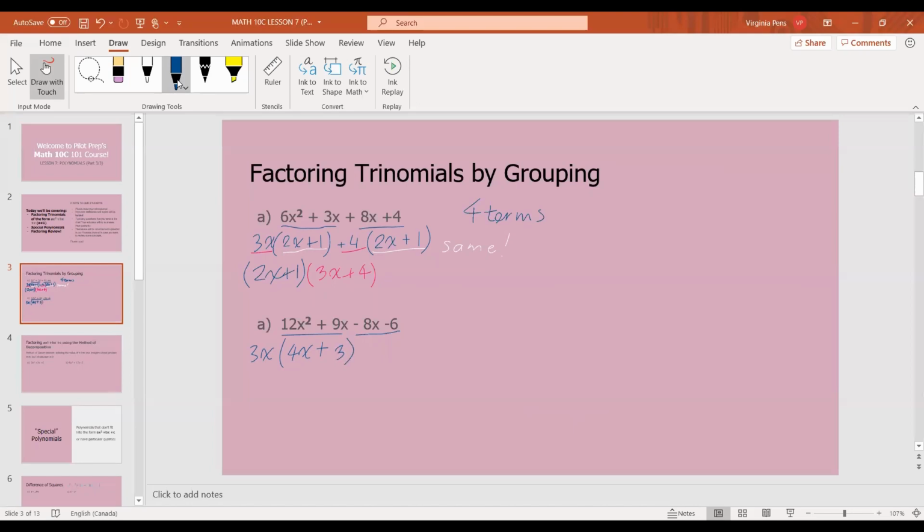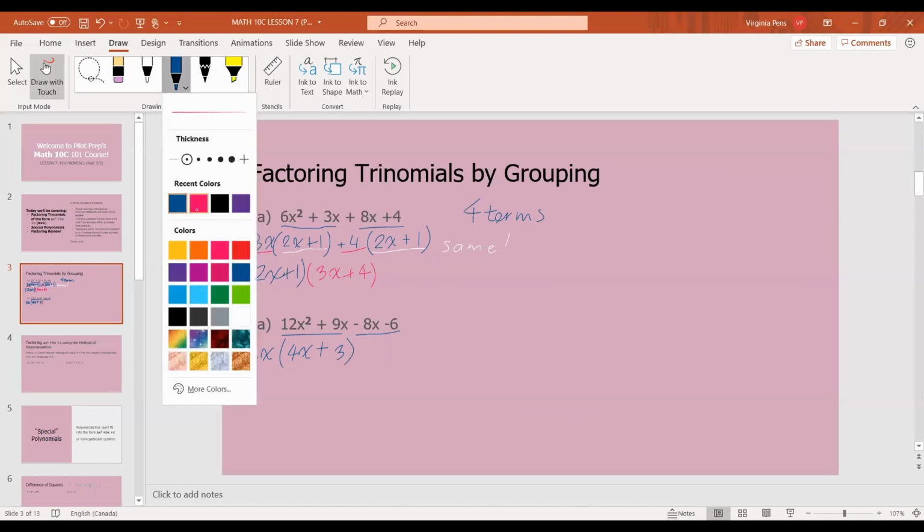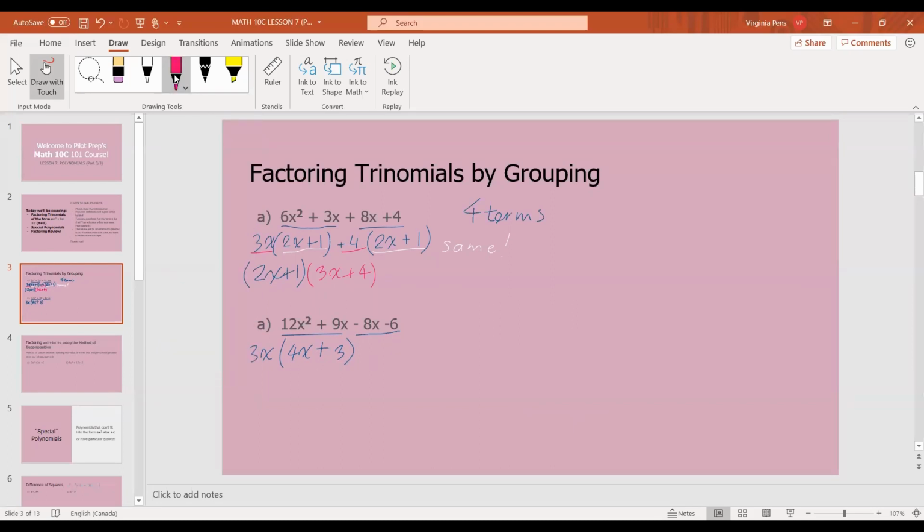Something to know: if you're writing a quiz and you're not sure about your final answer, you can always double check by distributing the 3x back into each of the terms. So if we re-multiply the 3x back in, would it equal the original expression? Let's try. 3x times 4x is equal to 12x squared, and 3x times 3 is equal to 9x. So this is correct. That means we did factor it correctly. So that's just a tip. You can always double check.